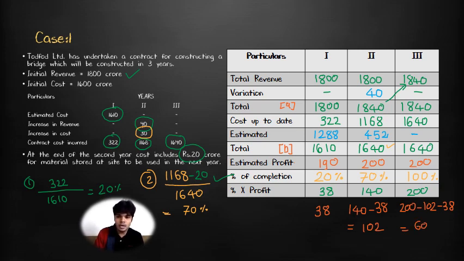If you total up all the profit recorded for the first, second and third year, it will be 38 plus 102 plus 60. This is going to be the total profit of the contract, which is 200 rupees. So this is the way you can record the profit or loss in the contract account as per the methodology of AS7.